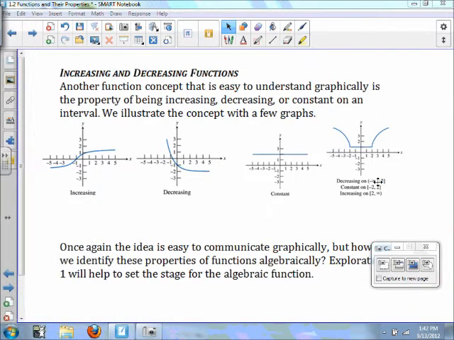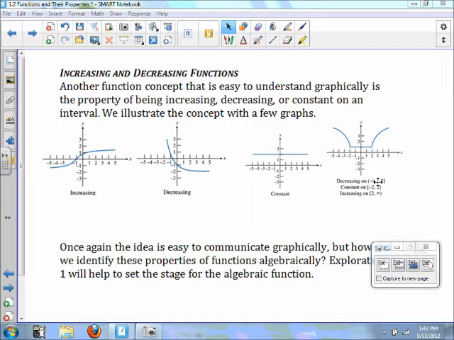In this video, we're going to talk about increasing and decreasing functions. We're also going to talk about boundedness, lower bound, upper bound, and bounded, local and absolute extrema, symmetry, and we're also going to talk about asymptotes.